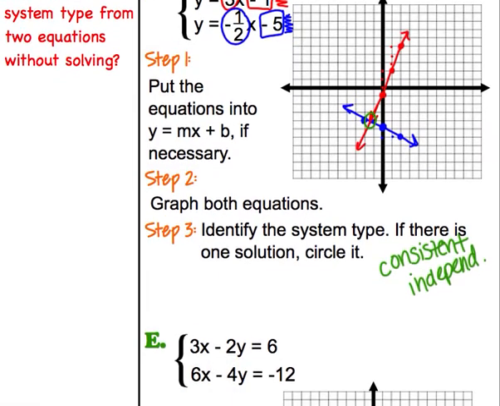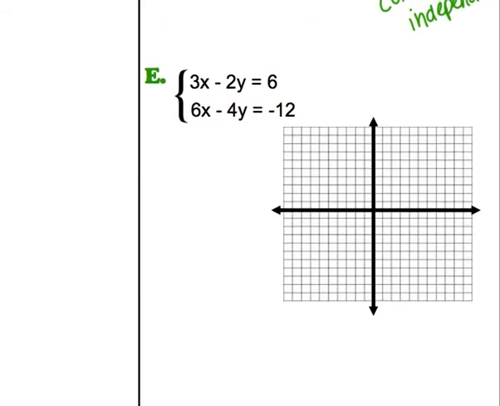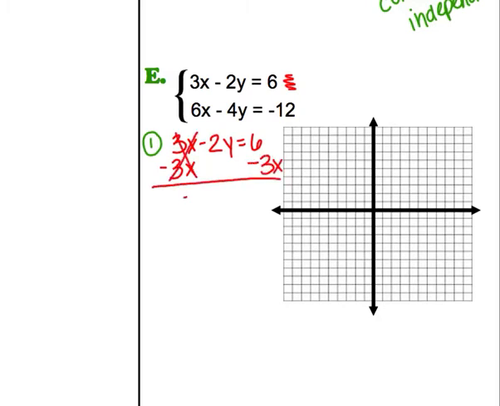Let's move on to the next example using these same steps. And I see here, first step, I have to put these into slope-intercept form because they're both in standard form. So I'm going to start with my red equation, which is this one here, 3x minus 2y equals 6. I want to get y by itself, so I'm going to subtract 3x. Remember, it's positive 3x, so we want to subtract 3x to get it alone. These cancel, giving me negative 2y equals negative 3x plus 6.